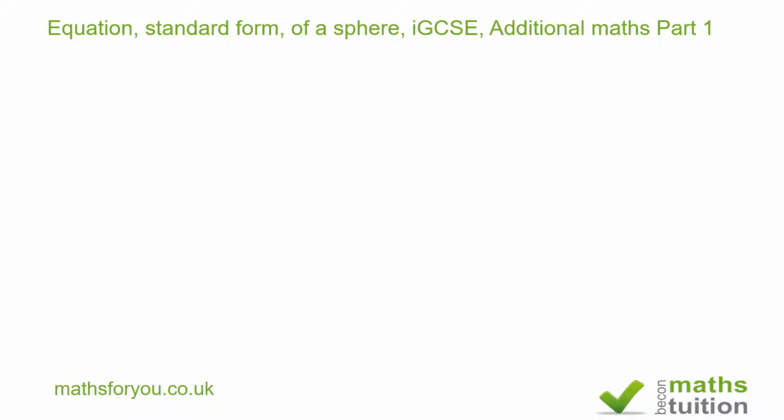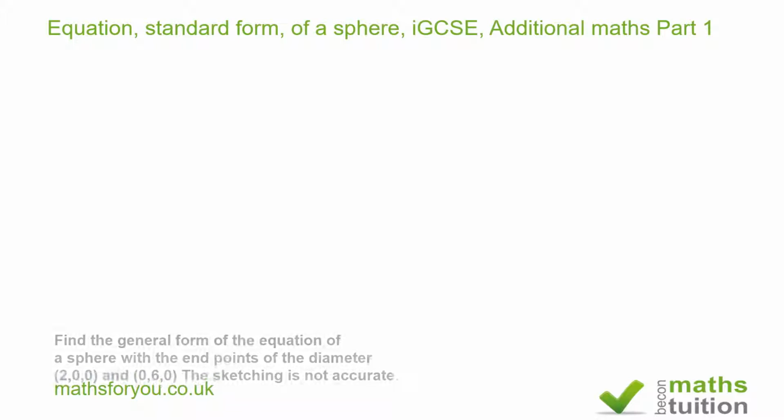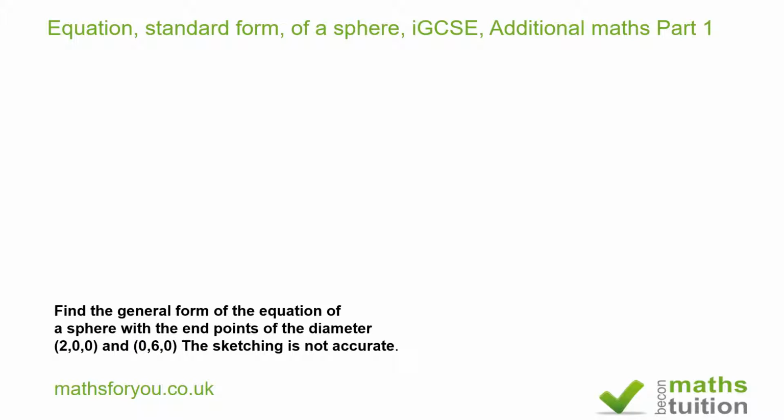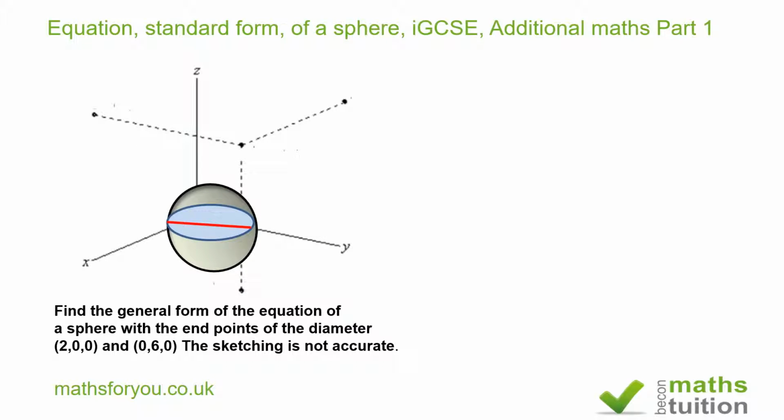Well, hello and welcome to this exercise in which you try to find the equation of a sphere in space. And again, this is an iGCSE additional mathematics type question. It says, find the general form of the equation of a sphere with the endpoints of the diameter (2, 0, 0) and (0, 6, 0). And it says the sketching is not accurate, and that's always the case.